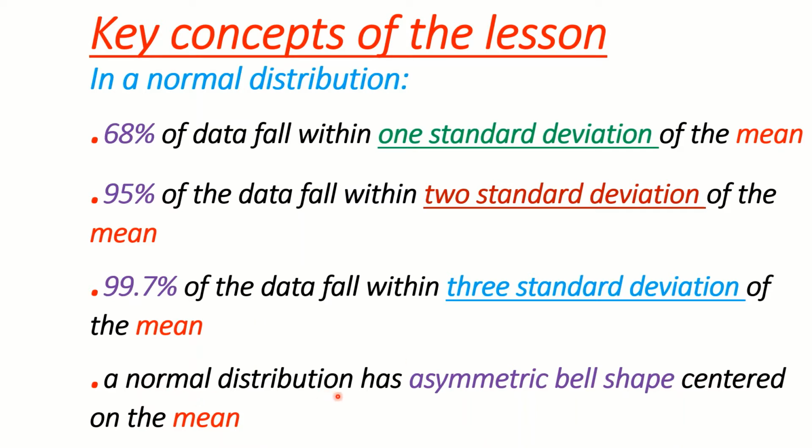A normal distribution has a symmetric bell shape centered on the mean, which means the right and the left side of the bell will be similar.